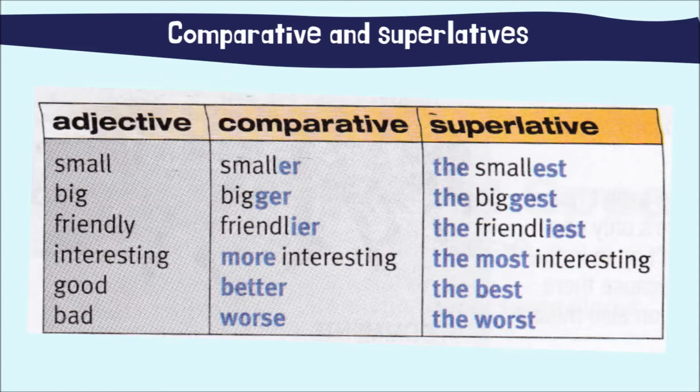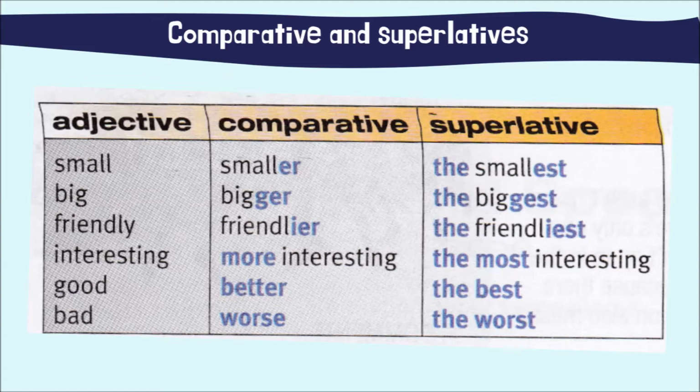Second adjective is big. The comparative for big is bigger, lebih besar. And the superlative for big is the biggest, yang paling besar. The third one is friendly. Friendly ni apa? Ramah ataupun mesra. The comparative for friendly is friendlier. Lebih mesra. And the superlative for friendly is the friendliest. Yang paling mesra, paling ramah.